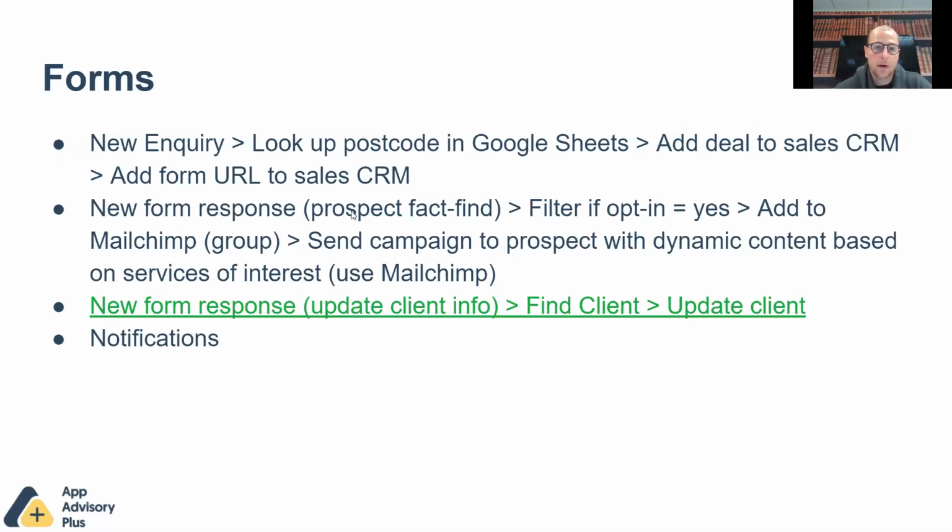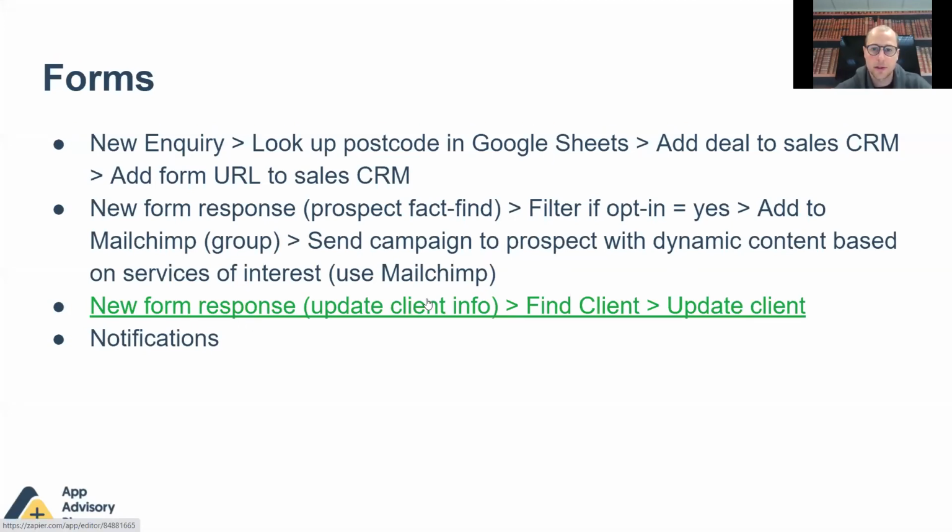Underneath there, I've got a new form response. If they've opted in to receive communications from you, you could add them to a MailChimp group and then have MailChimp automatically send a campaign to your prospect ticked with the services that they're interested in from the fact find. You can use dynamic content in MailChimp if you've got the right level of account.